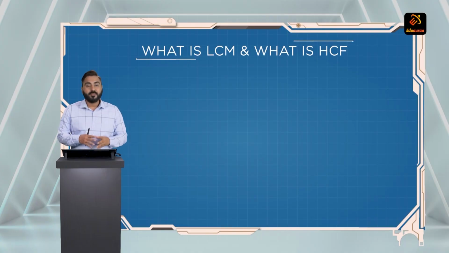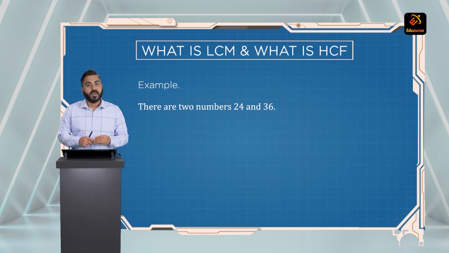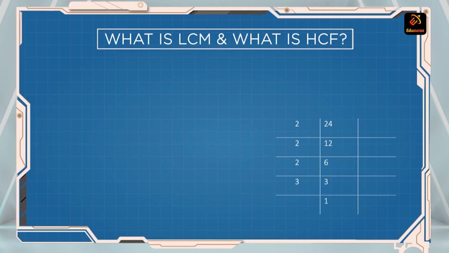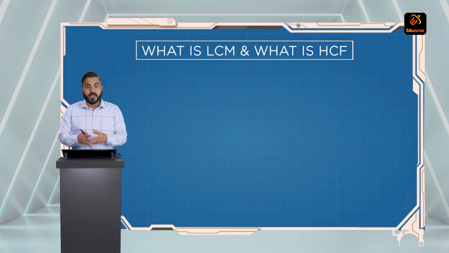So students, let us take an example and check what is LCM and what is HCF. So let's say there are two numbers, that is 24 and 36. So when we find factors of 24, we get 2, 2, 2, 3. And factors of 36, we get 2, 2, 3, 3. Now in this case students, the HCF of 24 and 36 is 12, that is the highest common factor. Now students, let us find out how can we find LCM.